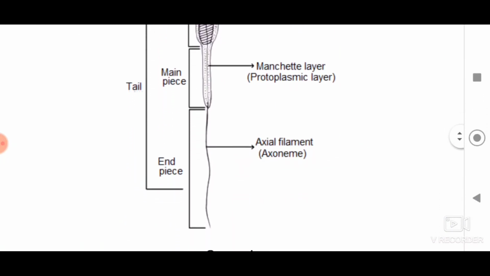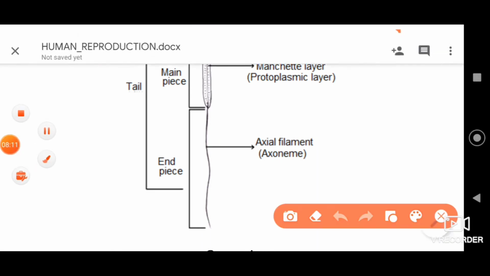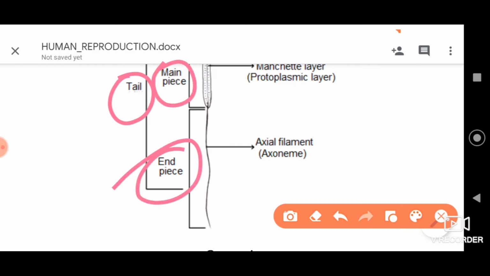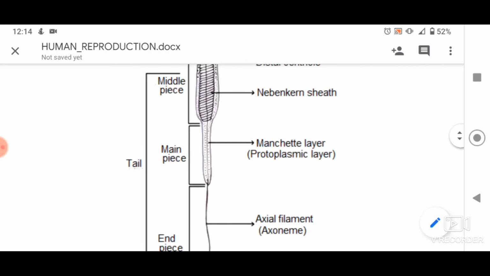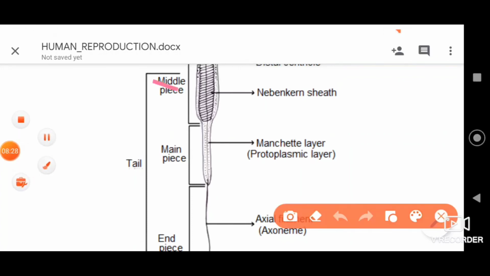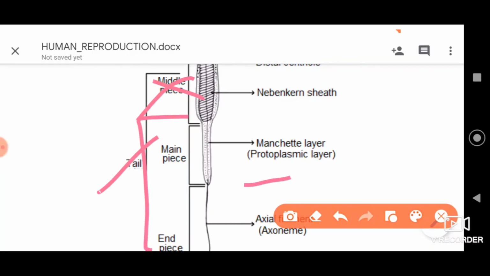Finally, let me move to the next structure, that is the tail. When you talk about the tail, it is very slender and it consists of, as I said, the main piece and the end piece. In fact, the middle piece has been represented here, but generally it is not considered under the tail, dear friends. So you can just take it from here. This is one important aspect. So the tail is long and slender, and it consists of the main piece and the end piece. They are the major parts of the tail.